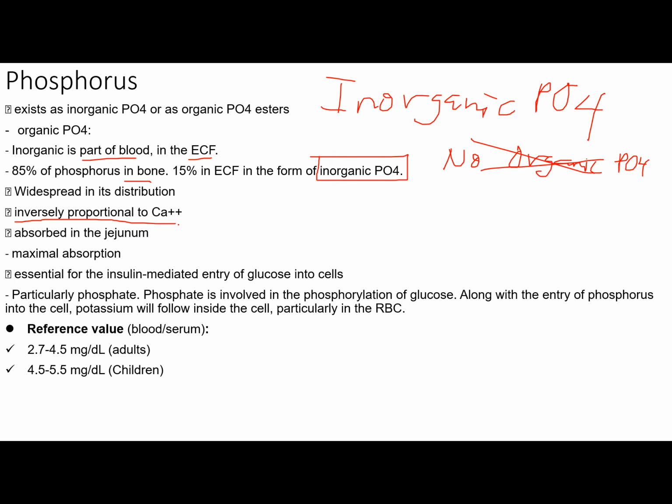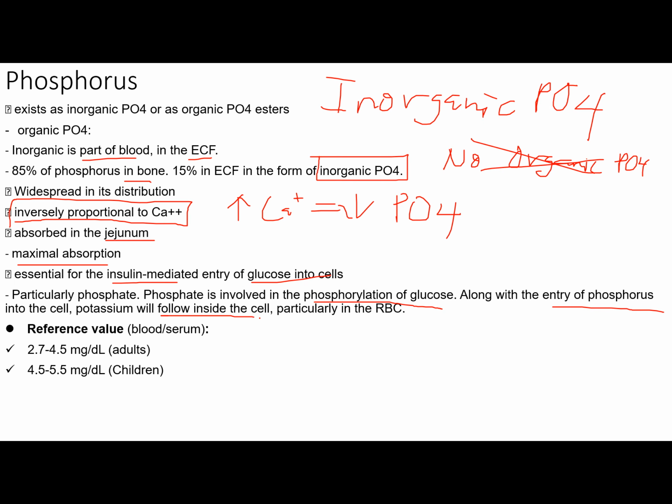Now, phosphorus is widespread in its distribution. It has an inverse relationship with calcium. So, remember that. So, kapag mataas ang calcium nyo class, it's expected that you would have a decrease in inorganic phosphorus. Now, phosphorus is absorbed in the jejunum, maximal absorption. Essential for the insulin-mediated entry of glucose into the cell. Particularly phosphate. Phosphate is involved in the phosphorylation of glucose along with the entry of phosphorus into the cell. Potassium will follow inside the cell, particularly in the red blood cell.